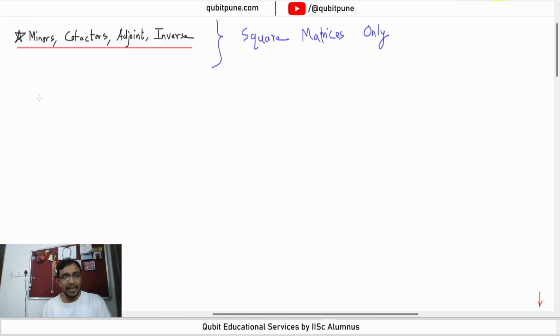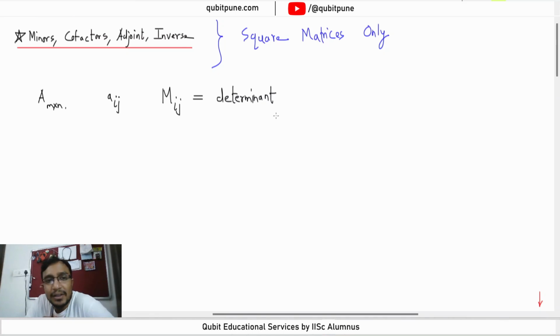So suppose I have a matrix A, and let Aij be an element of it. And I want to define its minor. How do I do it? It is a determinant. But how do I get that determinant? Can anybody explain that to me? How do we find the minor of any element?